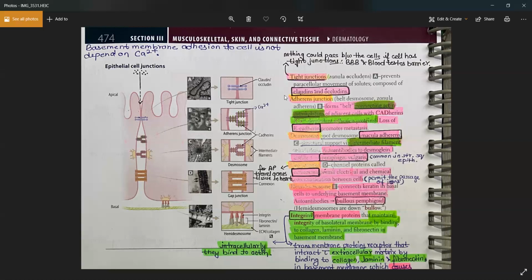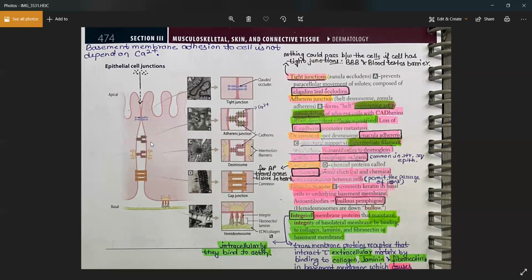Then comes the adherent junctions. As you can see, these are the adherent junctions. And please note they are calcium dependent junctions. Whenever calcium is present, only then will these junctions be functional, right? If you lose the calcium, which means if you get hypocalcemia, then these junctions will be inhibited and now the cell can move freely. Very important to know.